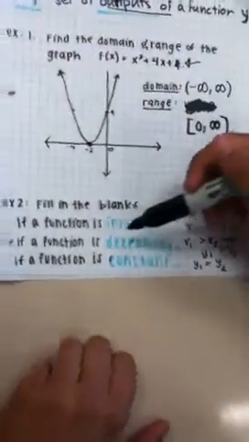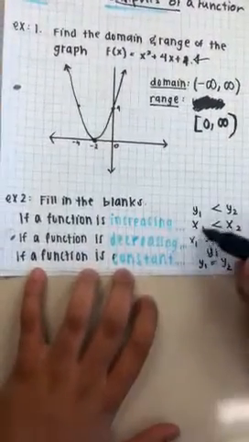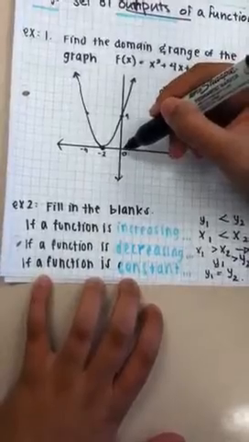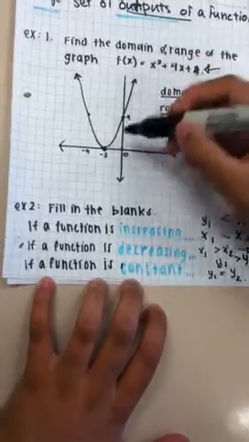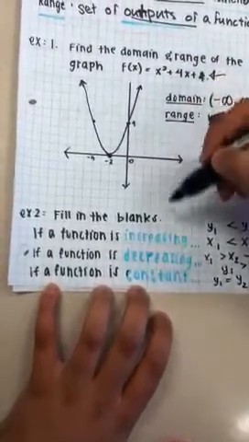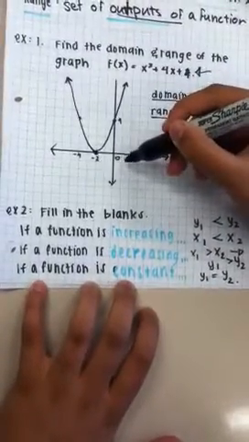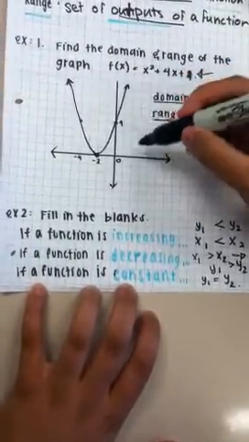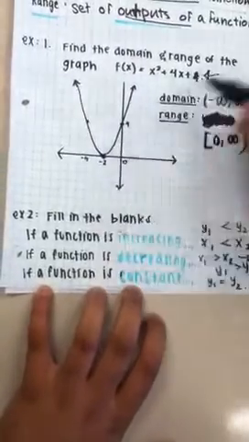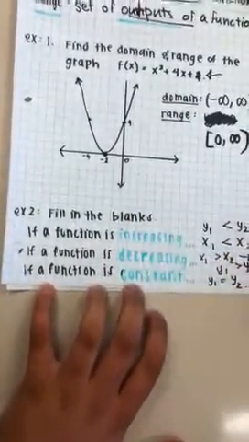So now we're going to move on to increasing, decreasing, and constant in graphs. If a function is increasing, then x1 will be less than x2, and y1 will be less than y2. So basically, the graph will go this way. If a function is decreasing, then x1 is greater than x2, and y1 is greater than y2. Basically, the graph goes this way. If a function is constant, then y1 will equal y2, and it will be a straight line parallel to the x-axis.